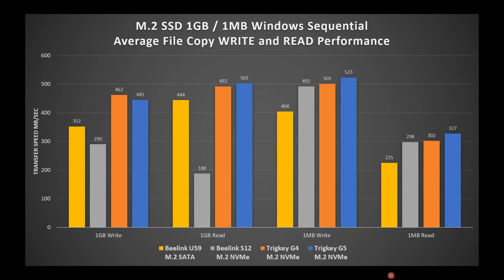Now here's a summary of the averages of all those file transfers. You've got the 1 gigabyte write, 1 gigabyte read, 1 megabyte write, 1 megabyte read. And here's that Beelink S12. You can see here the write performance was about 290 megabytes per second. Then it dropped down to about average about 188 megabytes per second during the read. Not sure why that was, but when it came to the smaller file sizes, the 1 megabyte write seemed to perform about on par with these other guys over here, the other NVMe drives.